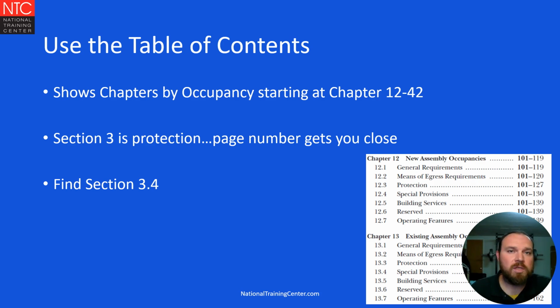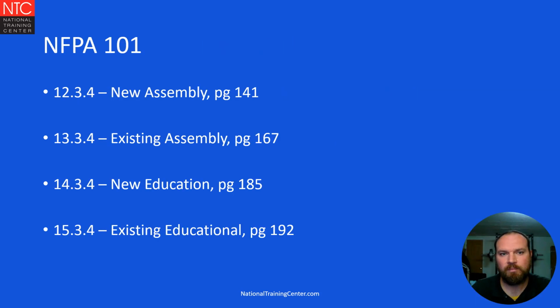When you use the NFPA 101, the table of contents is going to be the best way to navigate this information. Starting at chapter 12 through 42 are going to be your different occupancy chapters. The section 3 of each of those chapters is fire protection. Utilizing section 3 in the table of contents is going to get you within a page's flip or so away from or towards where the fire protection fire alarm system requirements are going to be. That's all going to be 3.4.